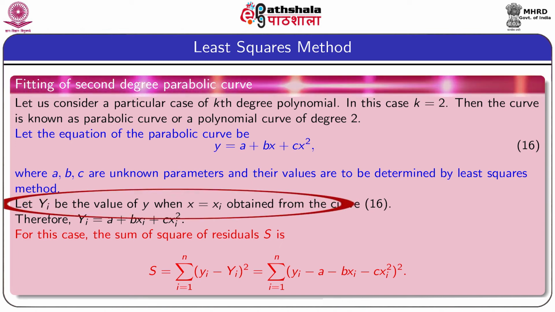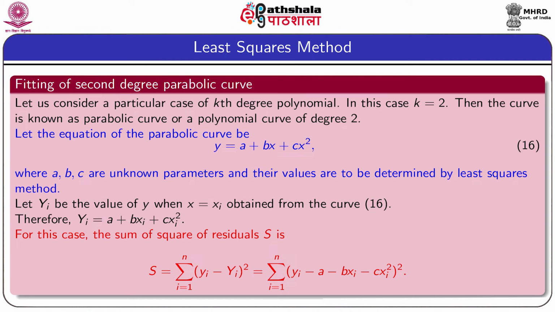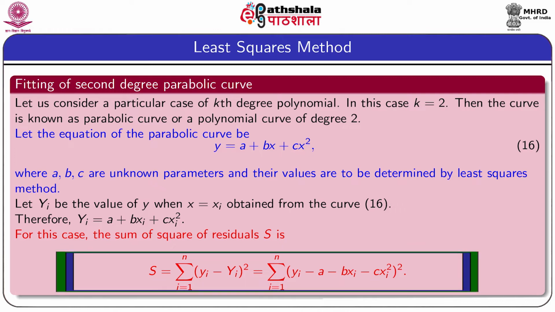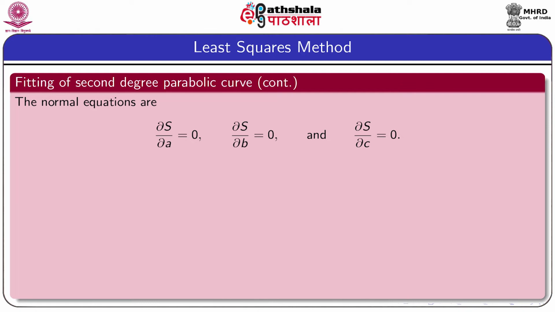Let Yi be the value of y when x = xi obtained from the curve. That means Yi is the predicted value of y. Therefore, Yi = a + bxi + cxi², and the sum of squares of residuals S is Σ(i=1 to n) (yi − Yi)² = Σ(i=1 to n) (yi − a − bxi − cxi²)². The normal equations are ∂S/∂a = 0, ∂S/∂b = 0 and ∂S/∂c = 0.